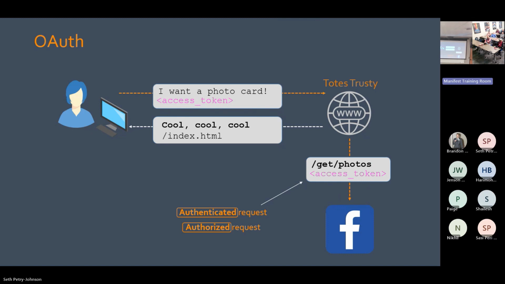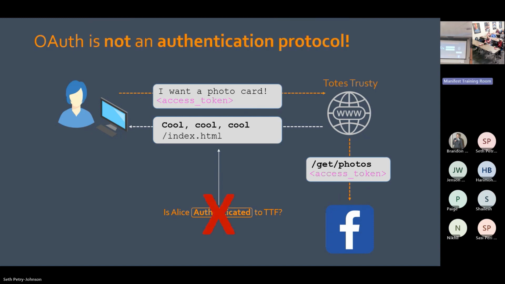When they call Facebook, that's an authenticated and authorized request. It's authenticated as TTF, authorized by Alice. The question is about Alice's interaction with TTF. They have an access token for her photos, but is Alice authenticated to Totally Trustworthy Photos? Can they be sure it's Alice on the other end of the call? And the answer is no, because OAuth is not an authentication protocol, and it should not be used as one. It's about allowing delegated access to data. It does not allow anyone to log into her account.